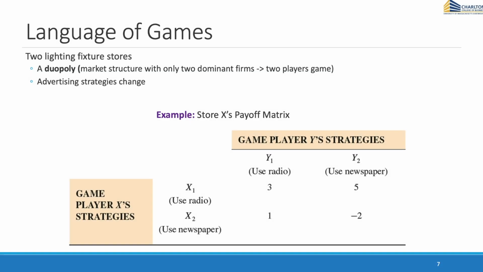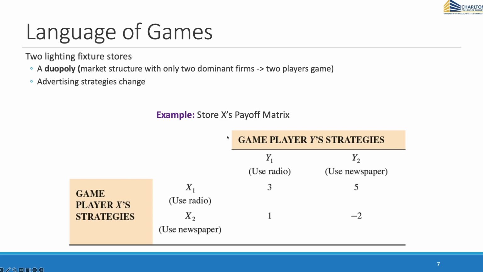In this example, we have a duopoly market, two dominant firms, and they compete on market share, and they have two different advertising strategies. We have player X with two strategies of advertising, radio or newspaper, and also player Y with two strategies of using radio or using newspaper.